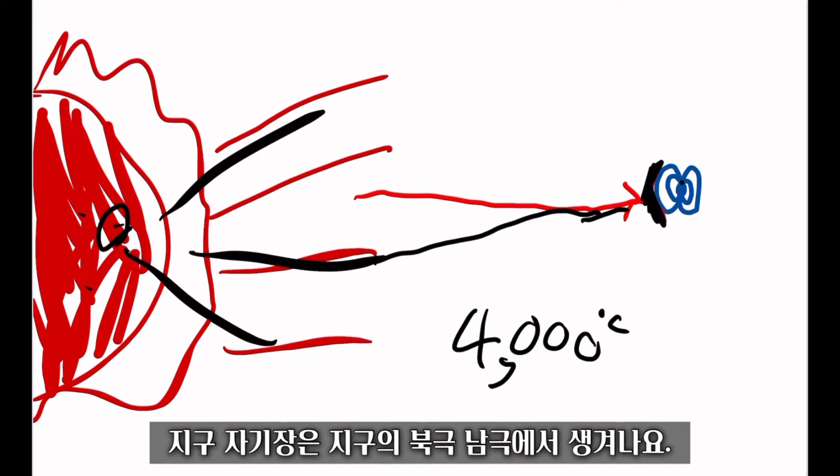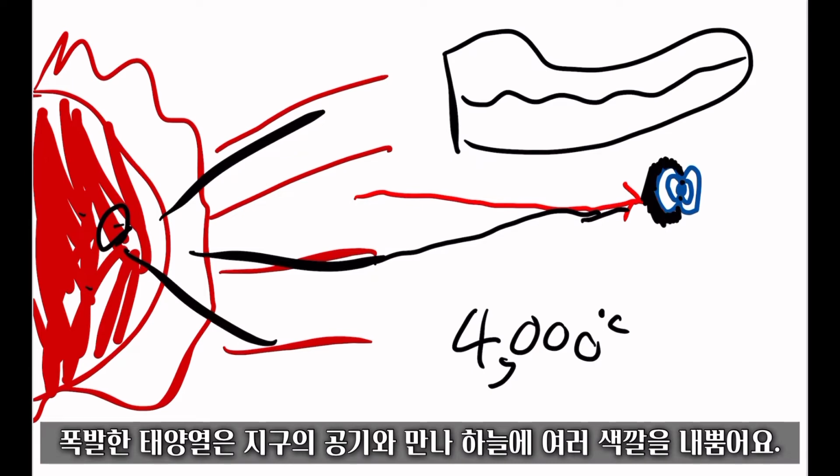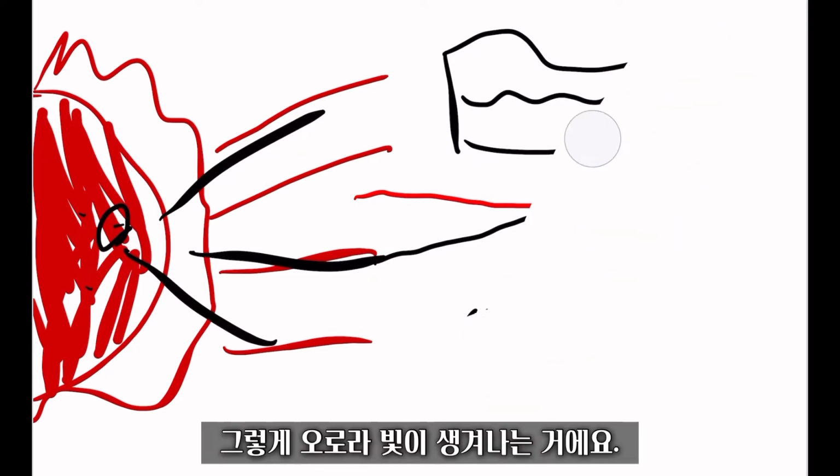As you know, the magnetic field comes from the north and south. Exploded black dots make color in the sky, so that's how auroras form.